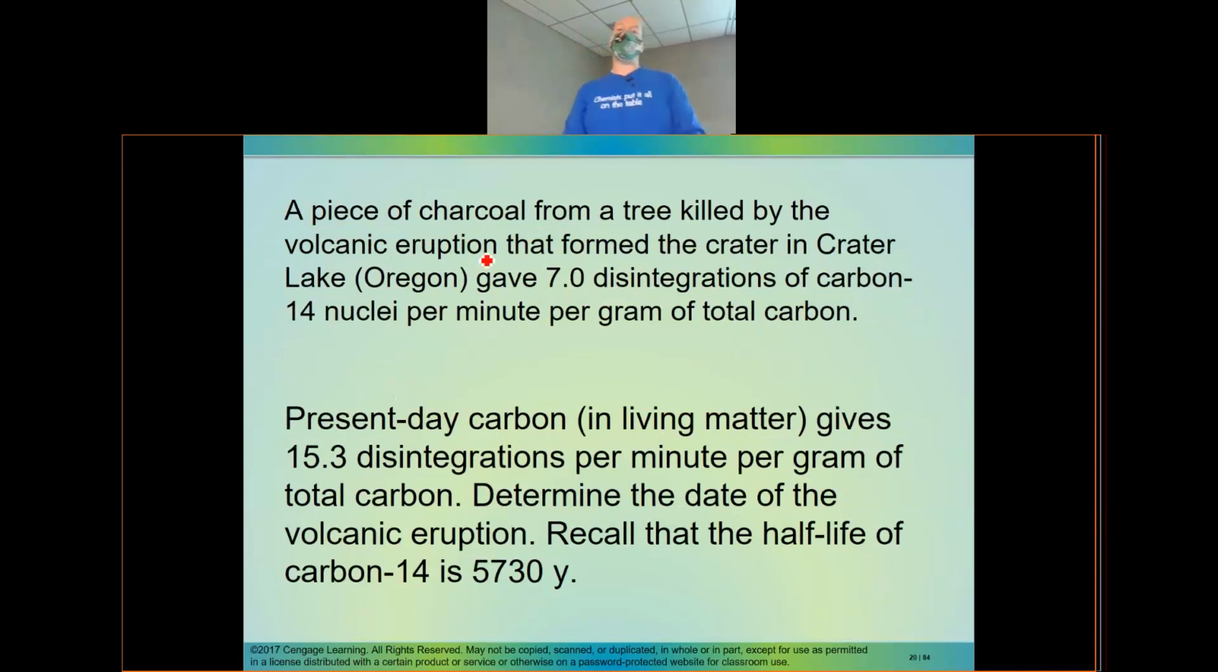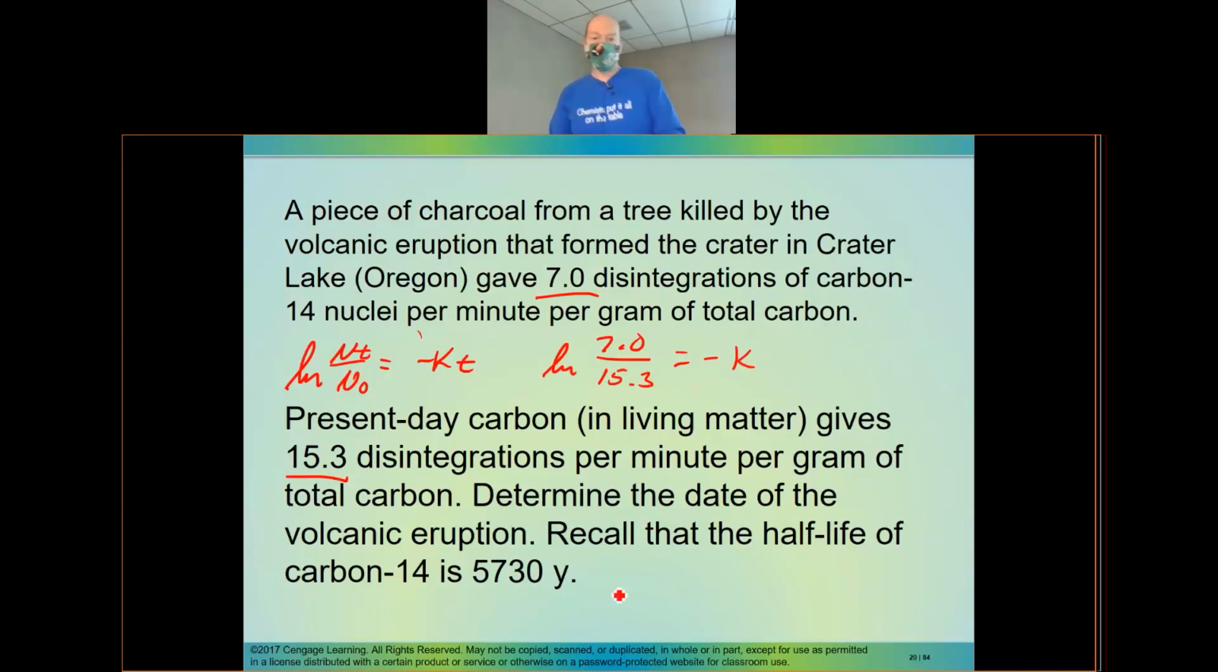All right, so here would be an example. You have a piece of charcoal from a tree killed by a volcanic eruption. It gave 7 disintegrations of carbon-14 nuclei per minute. Living material would give 15.3. So you have your ln of N at time t over N initial is equal to negative kt. So now we have that it is 7.0 disintegrations of carbon-14. Initially, it was 15.3. And that is equal to negative kt.